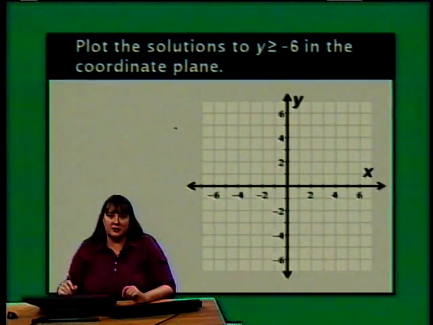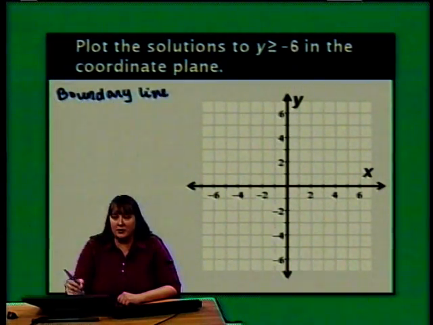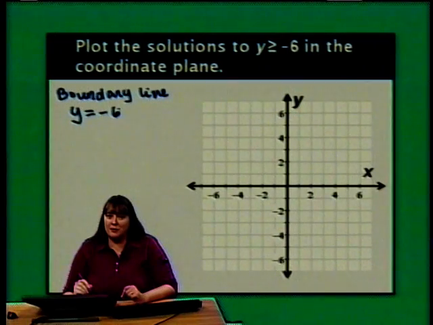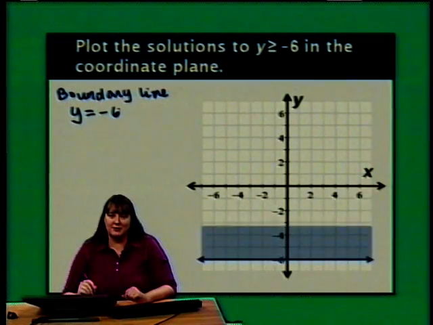Now let's plot the solutions to y is greater than or equal to negative 6 in the coordinate plane. This time our boundary line is y is equal to negative 6. Again, we're looking at a horizontal line. This time, a horizontal line through 0, negative 6. And this time our boundary line is included because we're looking for y values greater than or equal to negative 6. Any point on the horizontal line y is equal to negative 6 has a y-coordinate of negative 6. Since we're looking for y values greater than negative 6, we're looking for y values above this line. As we move above the line, the y-coordinates are always larger than negative 6, so we shade above the line.